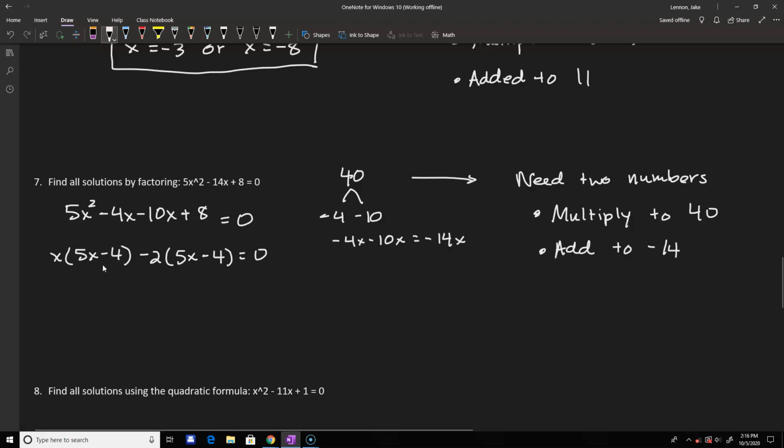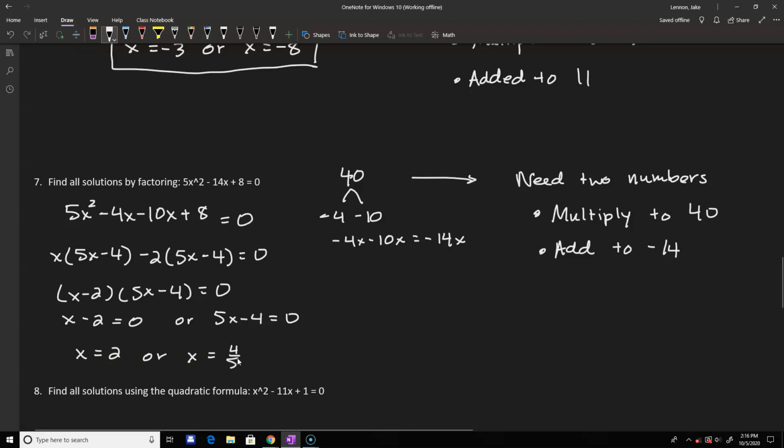And then the 5x minus 4 is a common binomial factor, so we get x minus 2 times 5x minus 4. And then we have either x minus 2 equals 0 or 5x minus 4 equals 0. And then solving those, you get your two answers, x equals 2 or x equals 4/5. And those are the two solutions for this problem.